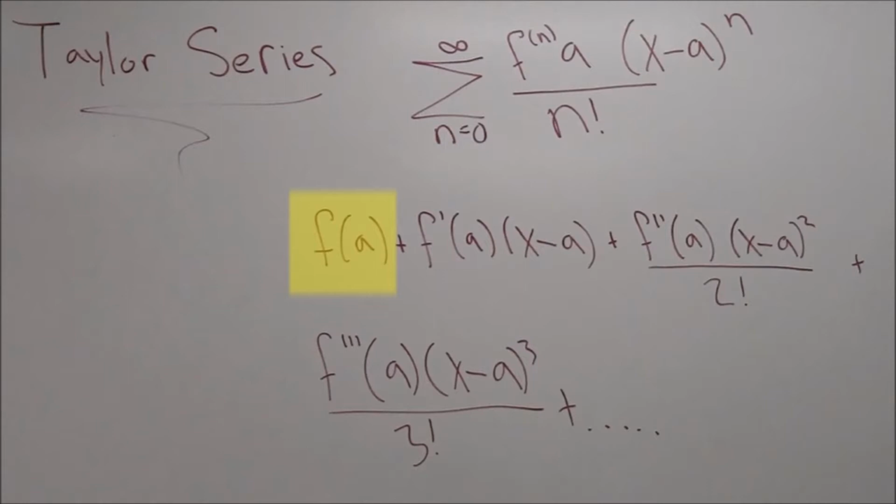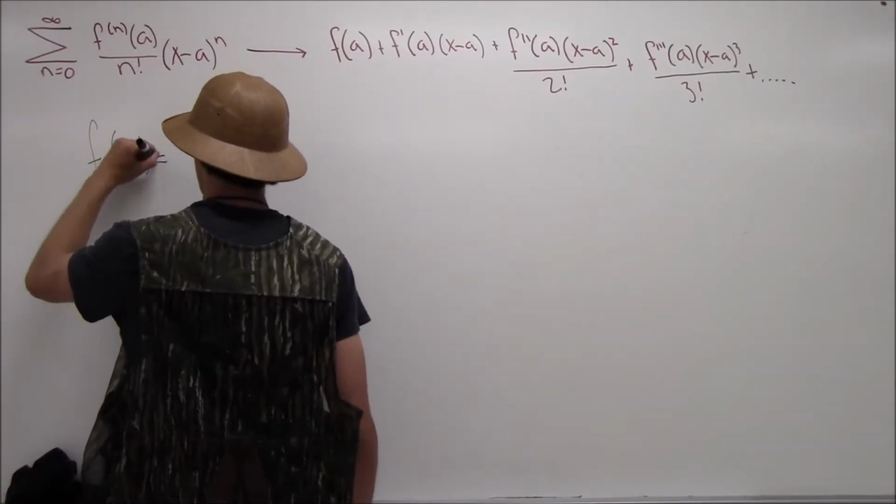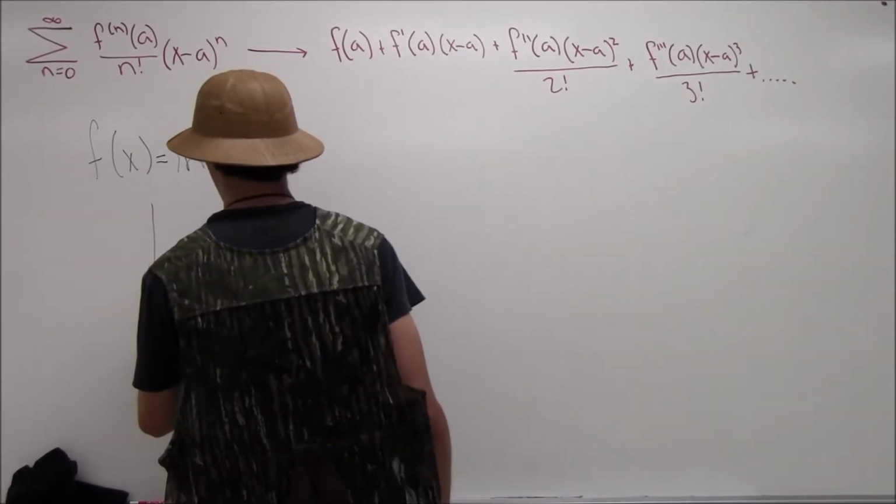added to when n is 1, it is the derivative of your function at a times x minus a to the 1, plus the second derivative of f at a times x minus a squared over n factorial, which in this case is 2. Add that to when n is 3, and you get the third derivative of f at a times x minus a cubed over 3 factorial, and so on. Now we can put it into context and figure out the flight path of the bird in a Taylor series polynomial.